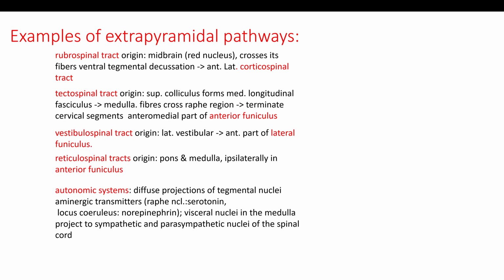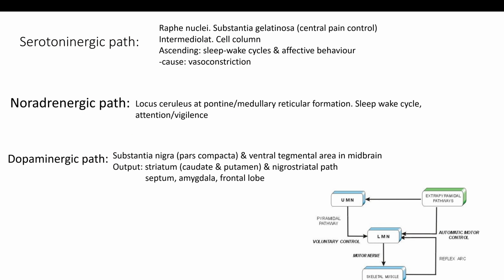There's the autonomic system with diffuse projections of tegmental nuclei containing aminergic transmitters: the raphe nucleus, serotonin, and locus coeruleus, norepinephrine. Visceral nuclei in the medulla project to sympathetic and parasympathetic nuclei of the spinal cord. Then there are the serotonergic pathways controlled by the raphe nuclei, its location being a midline continuous column. It follows the substantia gelatinosa, which we know is the central pain control system.